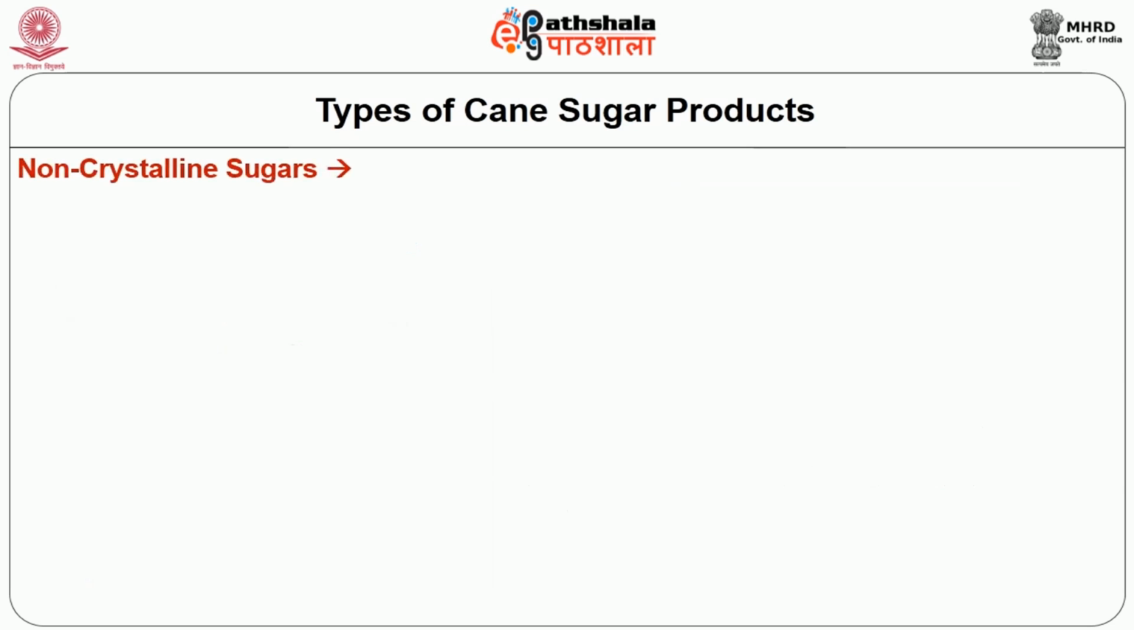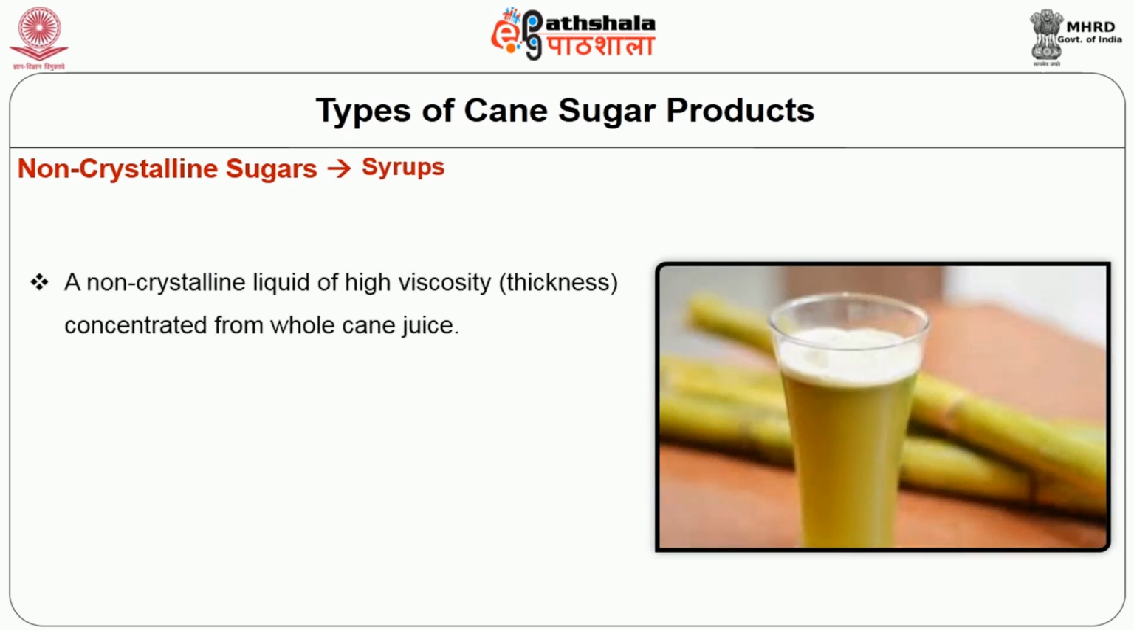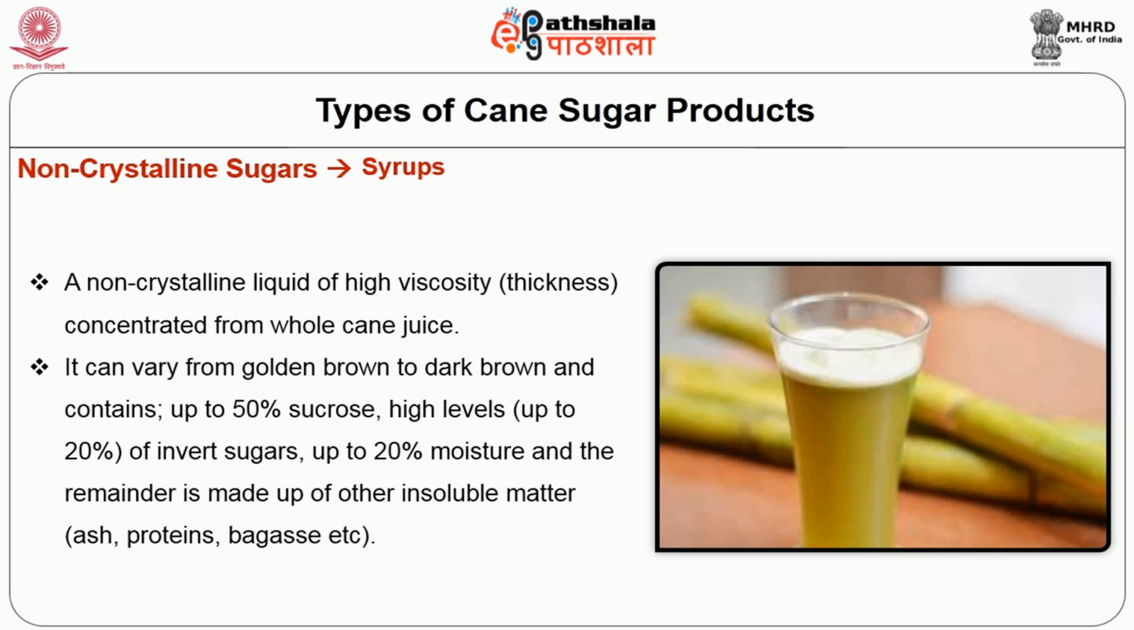First is non-crystalline sugars, syrups. A non-crystalline liquid of high viscosity, that means thickness, concentrated from whole cane juice. It can vary from golden brown to dark brown and contains up to 50% sucrose, up to 20% of invert sugar, up to 20% moisture, and the remainder is made up of other insoluble matter, that is ash, proteins, bagasse, etc.